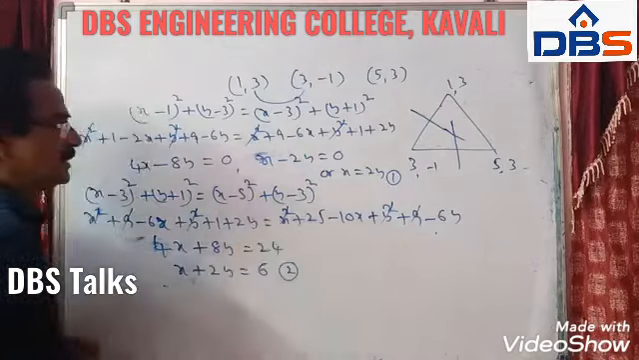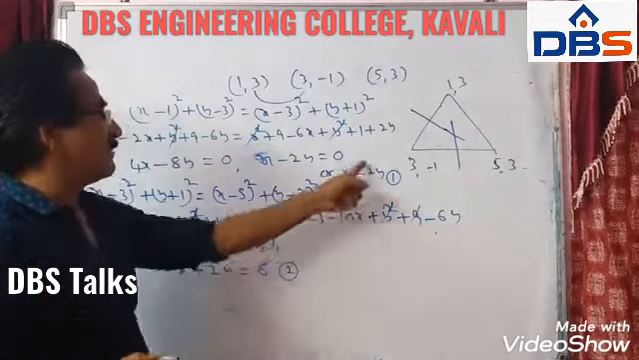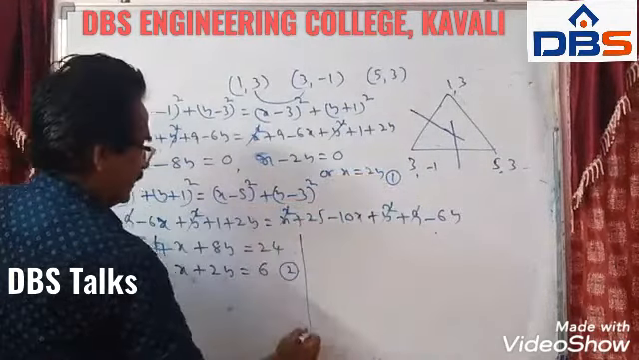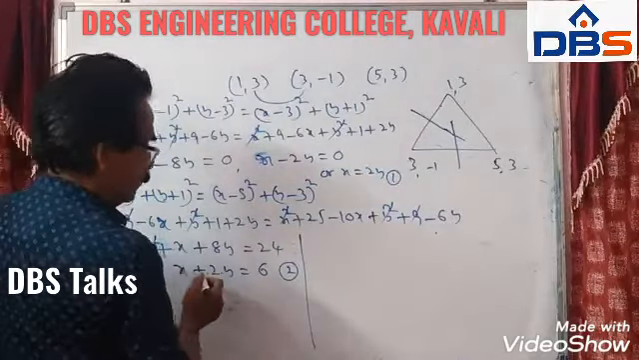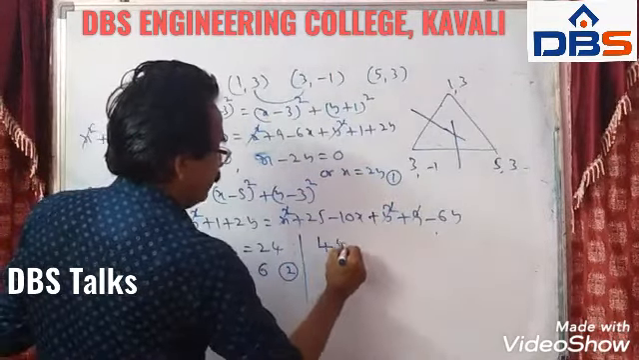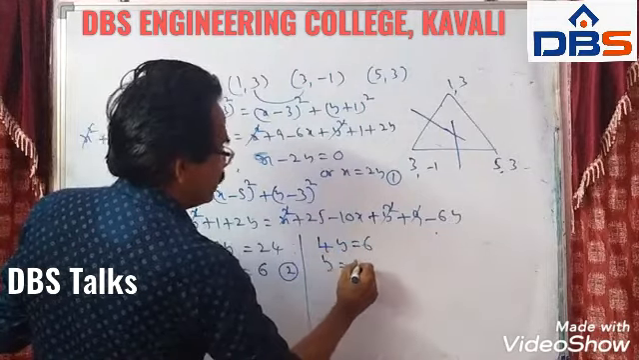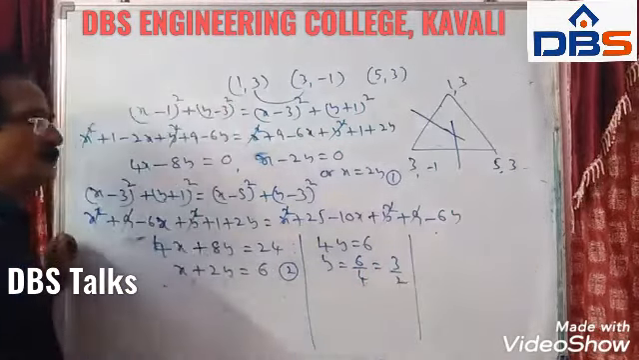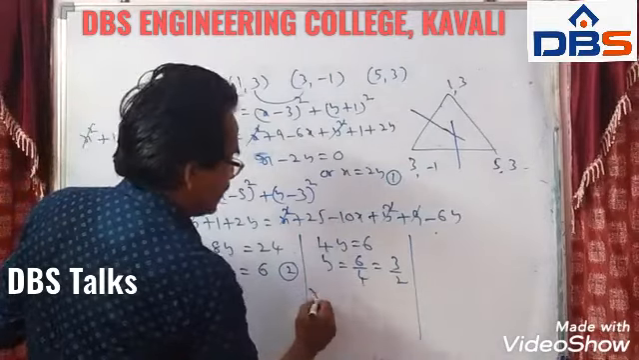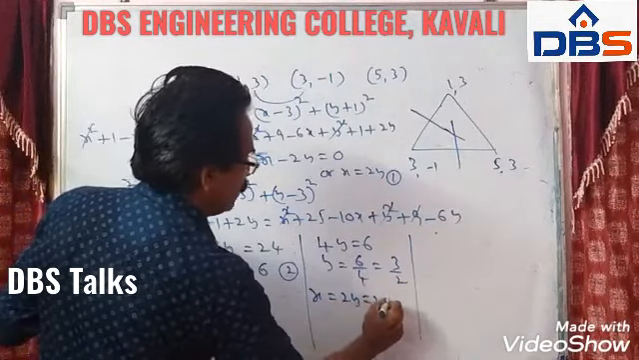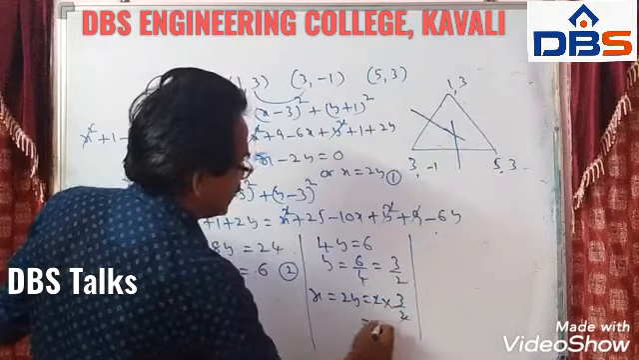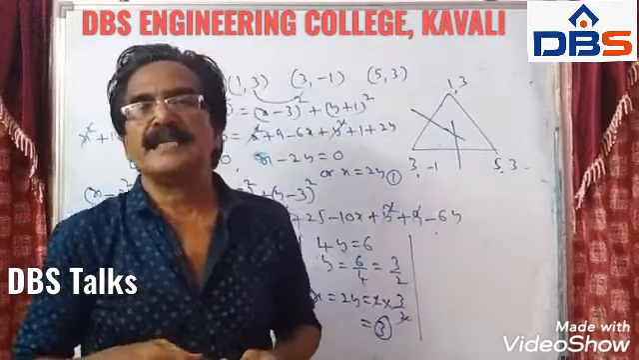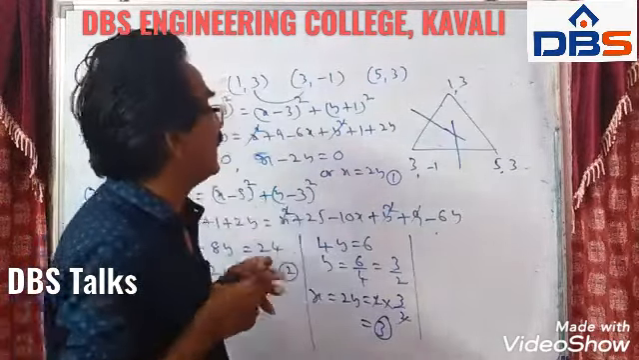This is equation 2. Solving these two equations: x is equal to 2y is the first equation. Let us substitute x is equal to 2y: 2y plus 2y, 4y is equal to 6. y is equal to 6 by 4, which means 3 by 2. With y equal to 3 by 2, x is equal to 2y, that is 2 into 3 by 2; the 2 gets cancelled, 3 remains. So (3, 3 by 2) is the circumcenter of the triangle, friends.